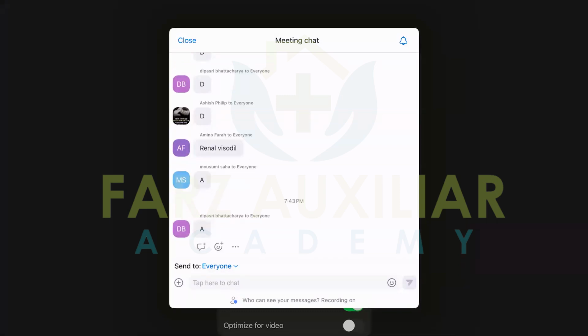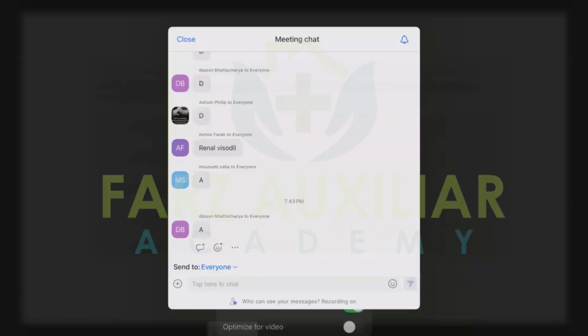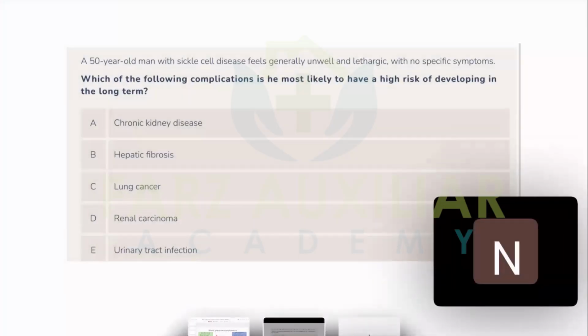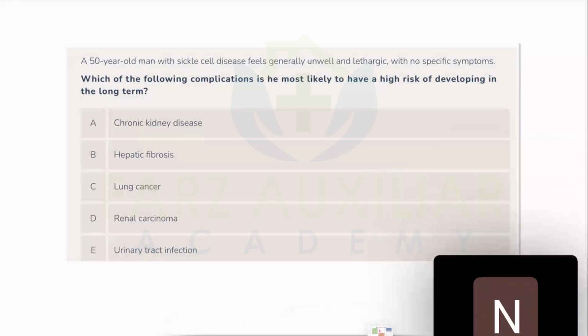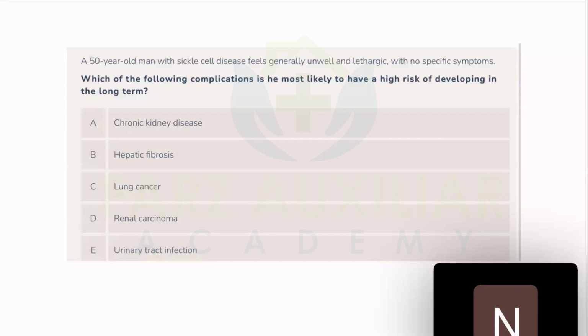Option A, chronic kidney disease. Obviously the answer will be chronic kidney disease because we are doing the nephrology part. But sickle cell disease by itself is very important. I wanted to discuss sickle cell a bit, that's why I included it here.